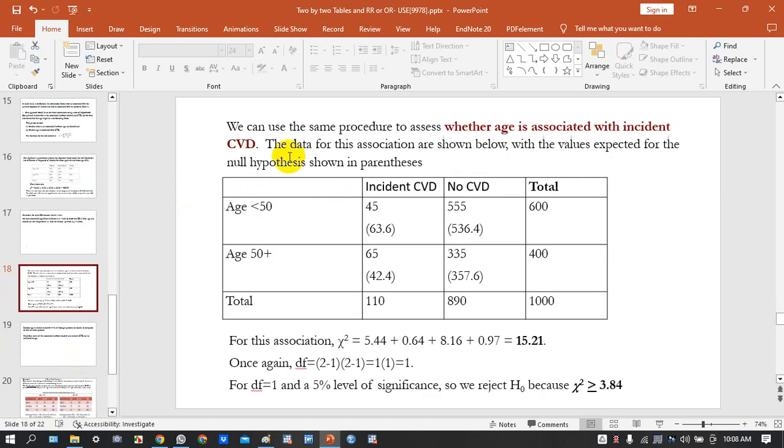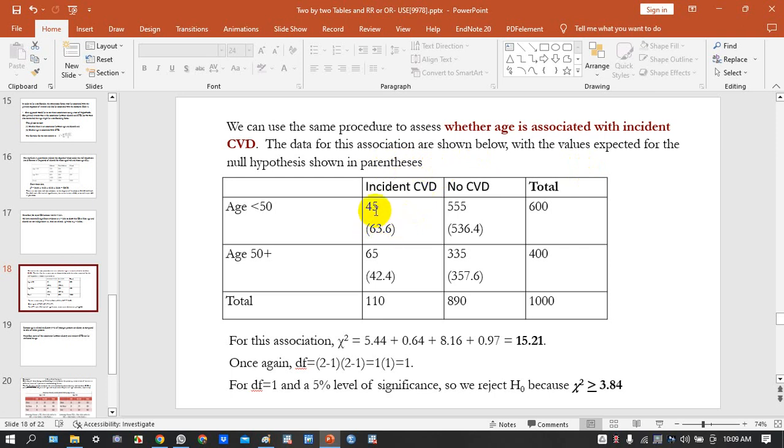Let's take another example. We can also use the same procedure to assess whether age is associated with incidence of cardiovascular disease. In the first stratum, we used age to find out whether obesity is associated with age. But now we want to also determine whether cardiovascular diseases are associated with age. So the data for this association are shown below, with the values expected for the null hypothesis shown in the parentheses. So we are going to do a similar calculation.